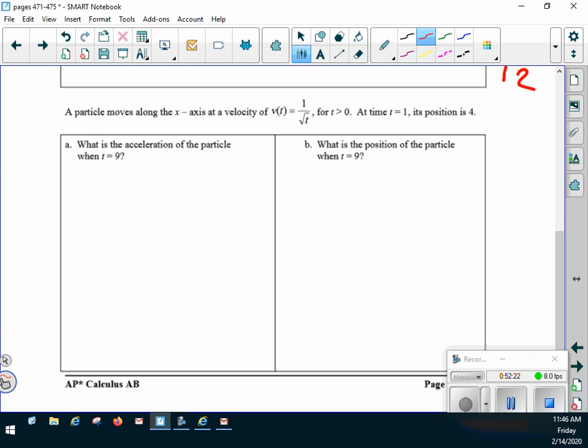Almost done. A particle moves along the x-axis at a velocity of v of t equals 1 over root t, for t positive. That makes sense. Can't have a negative time. Now look at this one. At t equal 1, the position is 4. Now, be careful. That's position. That's not velocity. Okay? So, what variable does he typically use for position? So, let's do this. Position at time 1 is 4.